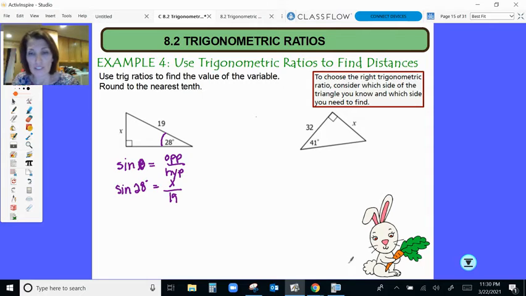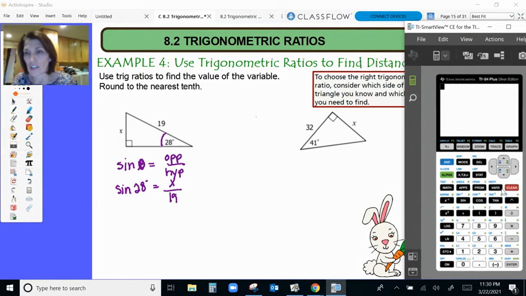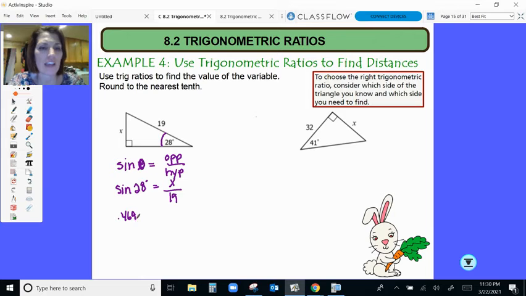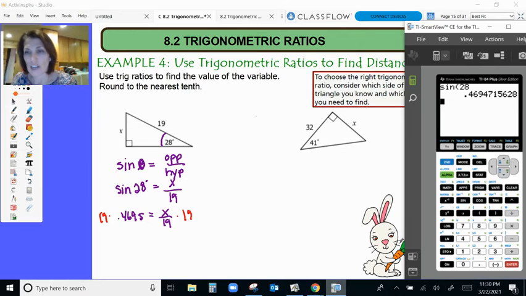Then I will calculate the sine of 28 degrees. Sine of 28 right here is 0.4695. Notice that the next digit is a 7, so I'm going to round this number up to 5. So 0.4695 equals x over 19. And now what I need to do is multiply both sides by 19. If I multiply both sides by 19, I will end up with about 8.9.